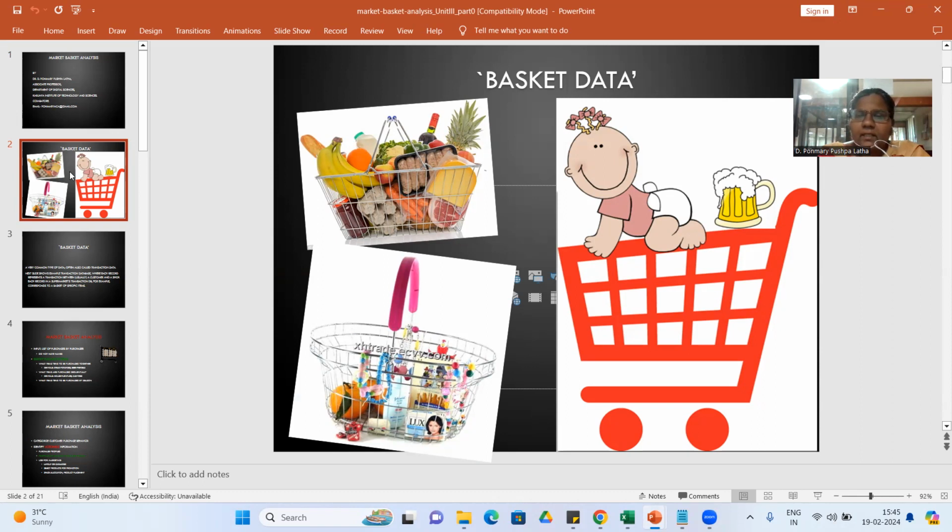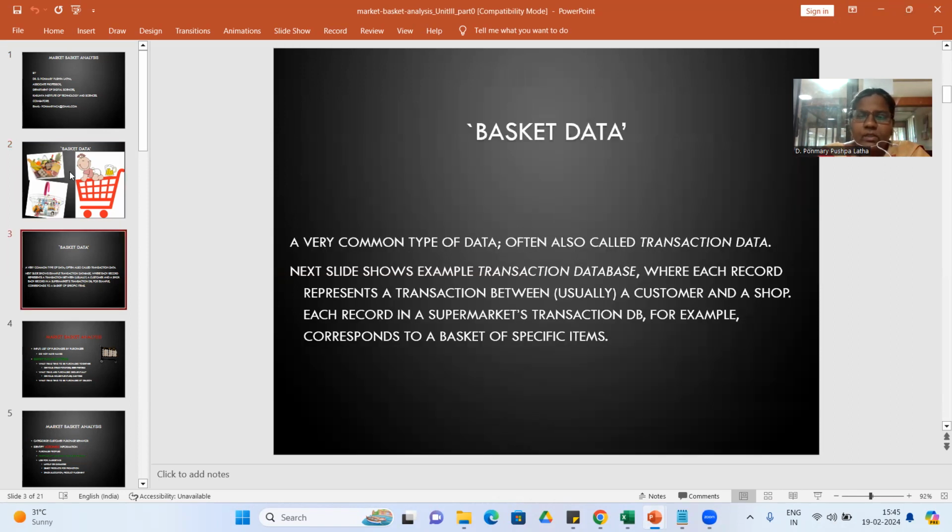When you select the data, you will specifically have certain combinations. For example, if you take bread, you will be taking jam. If you take a pen, you will be taking a pencil also. So that is what market basket analysis is, right?